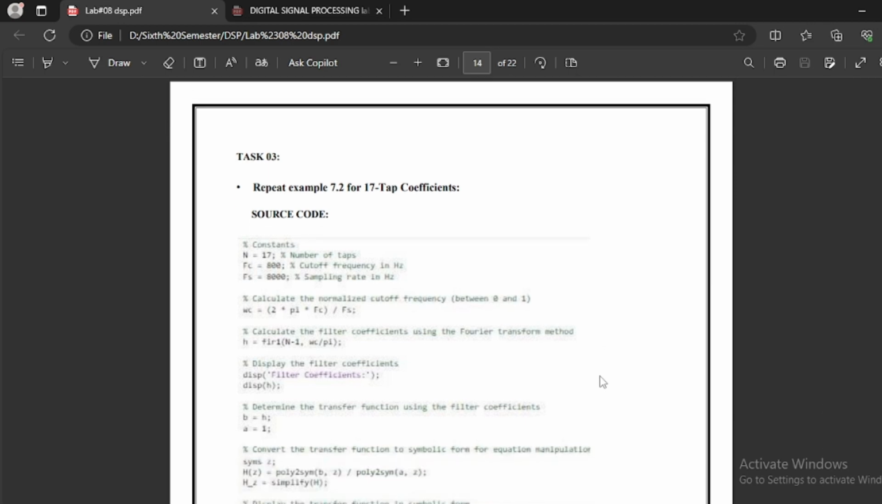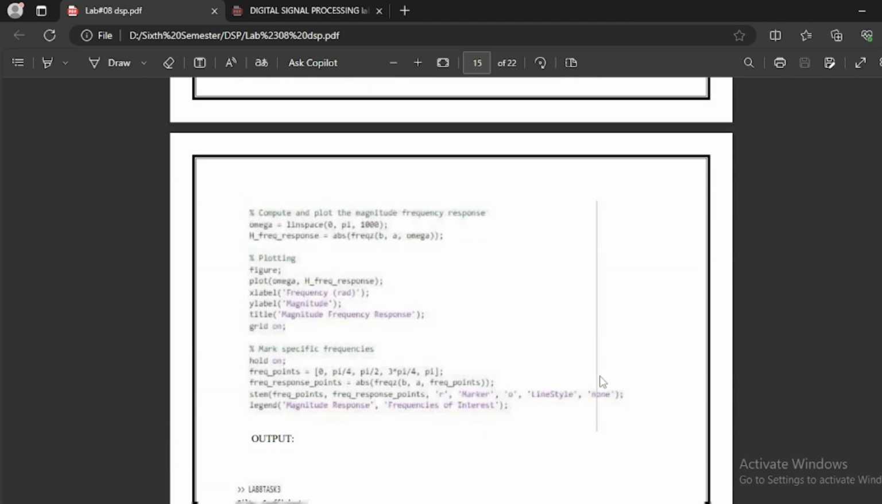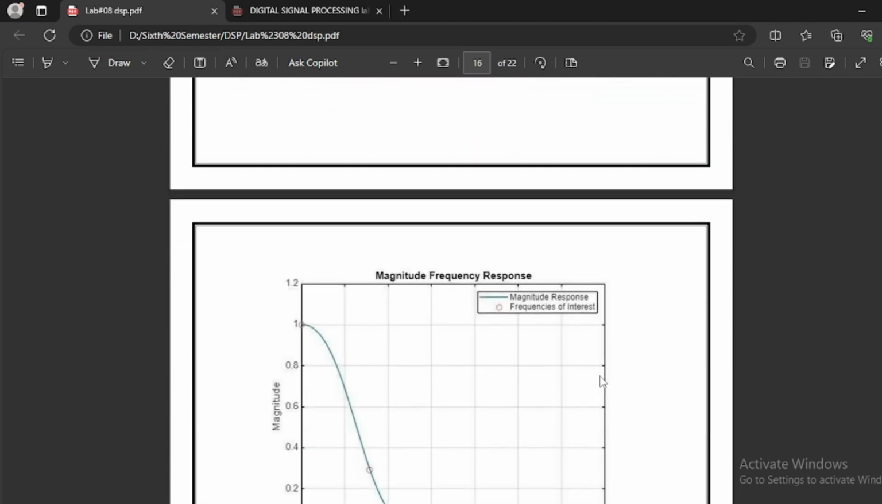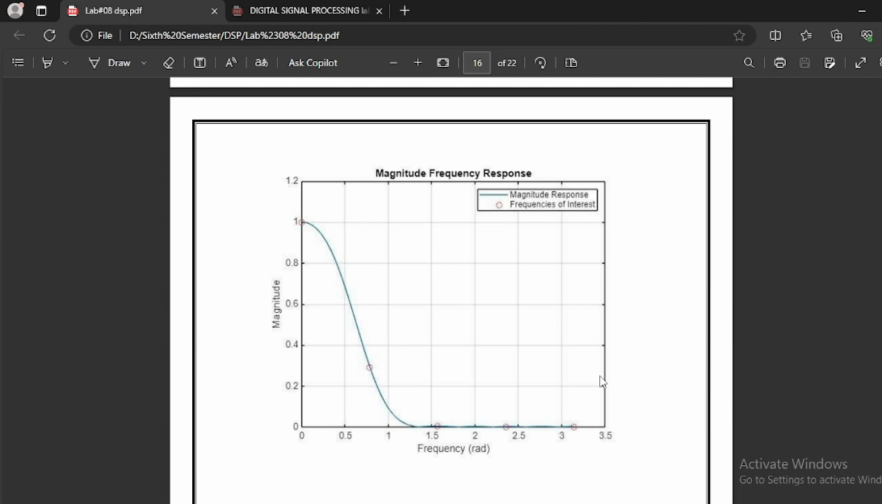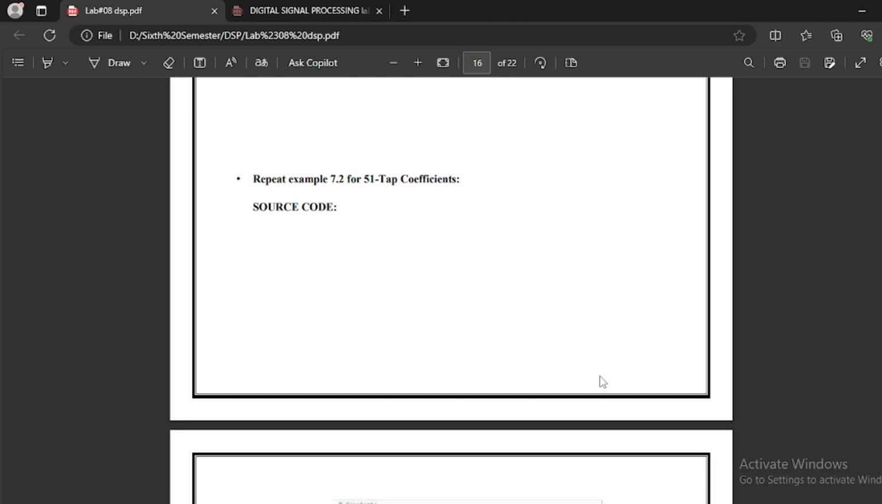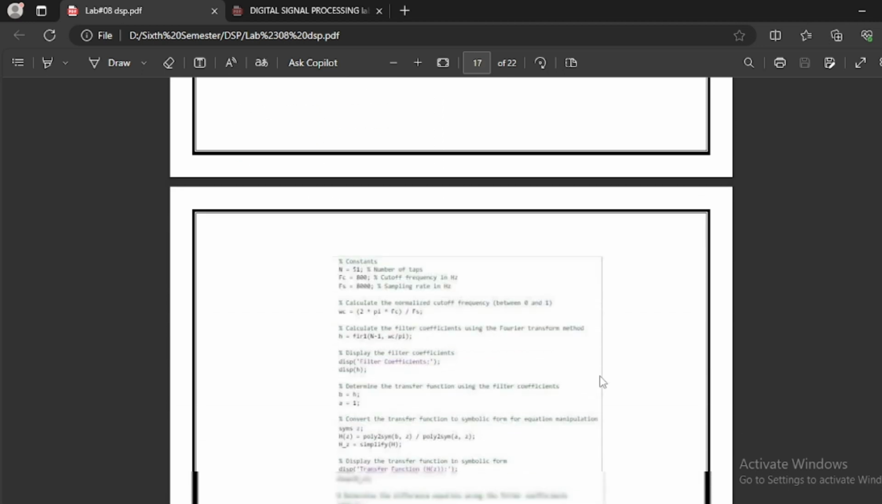Here is our source code. Here is our output, and here is our output graph, magnitude frequency response. And repeat example 7.2 for 51 tap coefficient. Here is our source code.